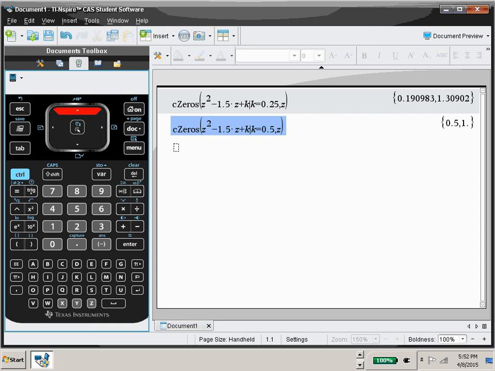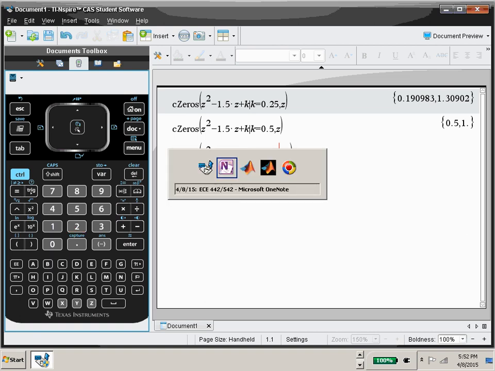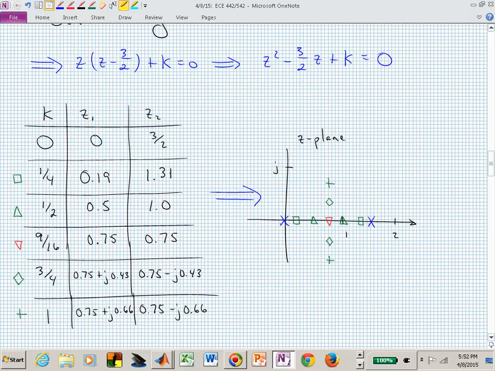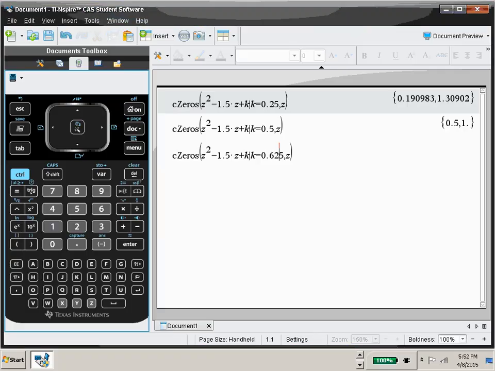If I now change this, what do I want to change it to? Actually, I sort of know what I want to change it to, but I've forgotten. Let's try 0.625. I can cheat, and I can go back. What do I want? 9/16. So that's not going to quite do it, is it?